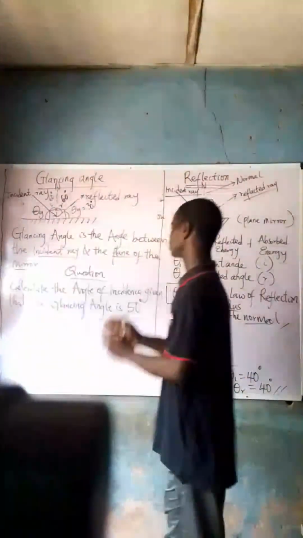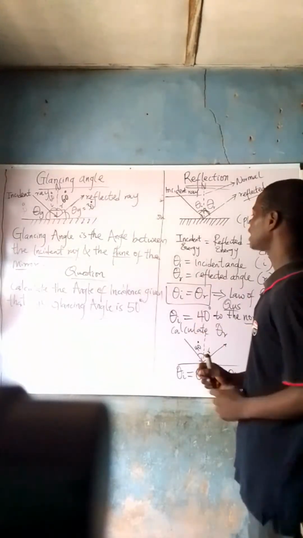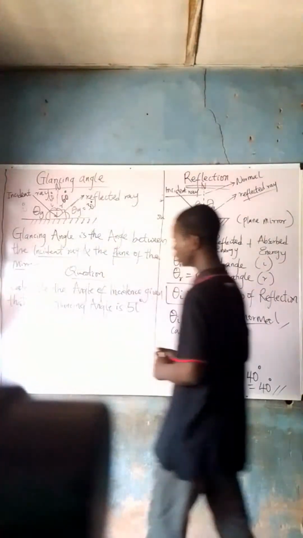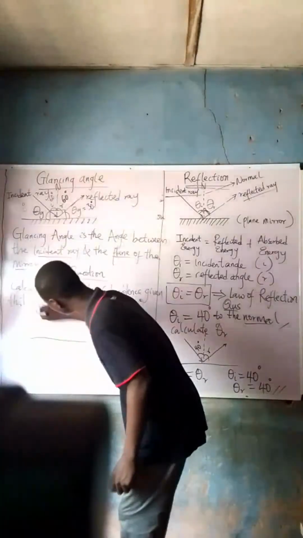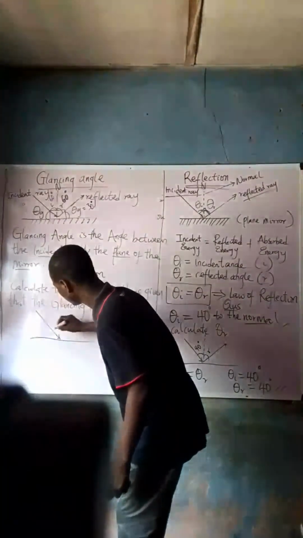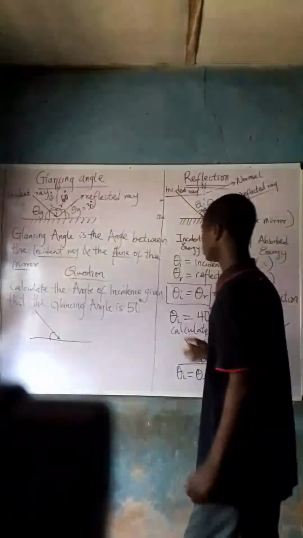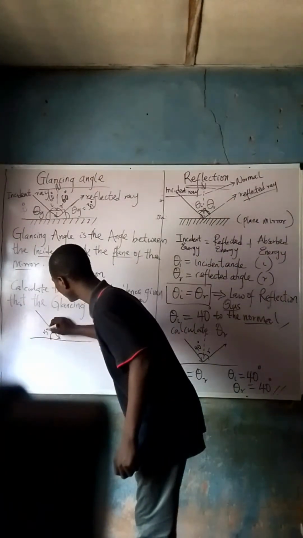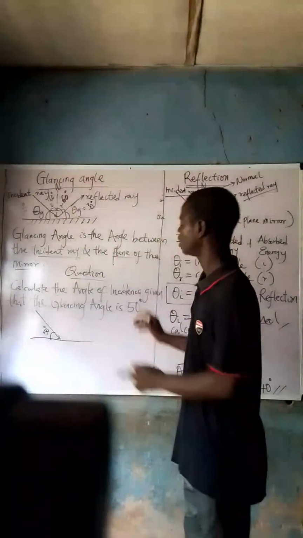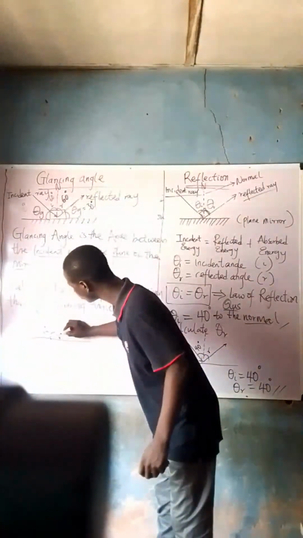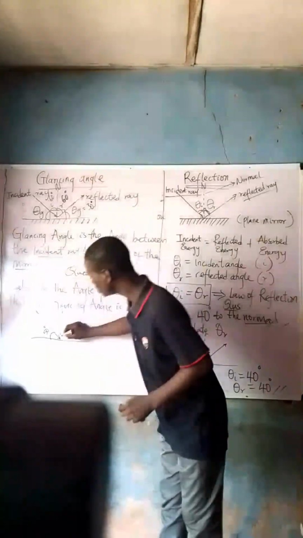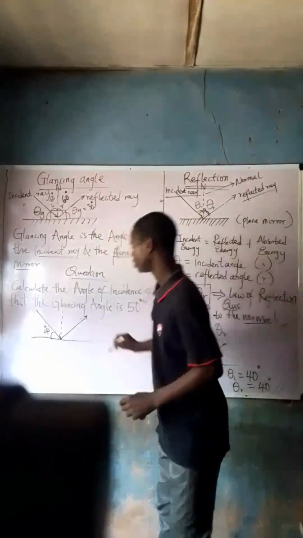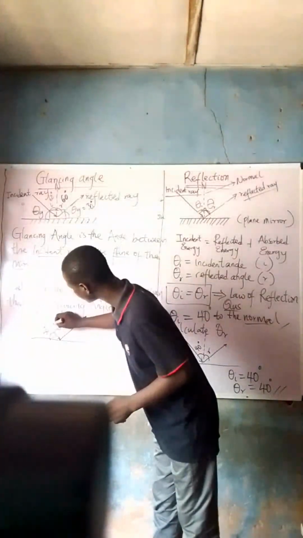Alright, let's continue. This is the question. Calculate the angle of incidence given that the glancing angle is 50 degrees. So let's see how this will look. We'll draw a line. Then this is our incident ray, and this is where the glancing angle is. They told us that it is 50 degrees, so I'll write that out first. Now we know that there will be an imaginary normal, always vertical. And because of the law of reflection, this ray will bounce off the surface. Is it not? Now, we are asked to get I, which is here.